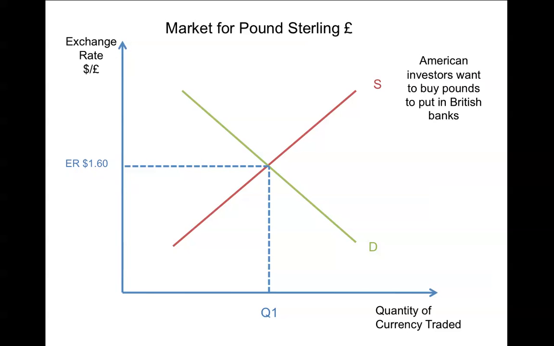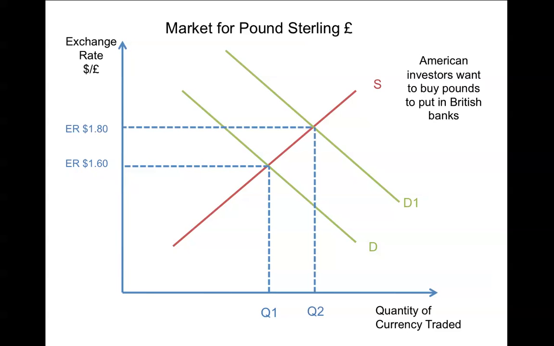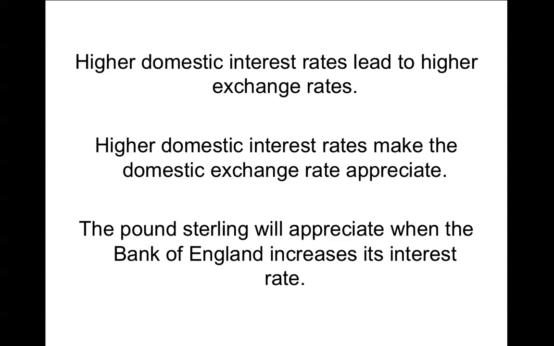So the American investors want to buy the pounds to put into British banks. That shifts the demand curve right. And again, we see the appreciation of the pound sterling as a result of the Bank of England putting up interest rates. And there are three ways of saying this. I think these all basically say the same thing, but higher domestic interest rates lead to higher exchange rates. Higher domestic interest rates make the domestic exchange rate appreciate, and the pound sterling will appreciate when the Bank of England increases its interest rate. As long as one of those makes sense to you, I think you'll be fine, because really they kind of say the same thing. The opposite holds true as well.